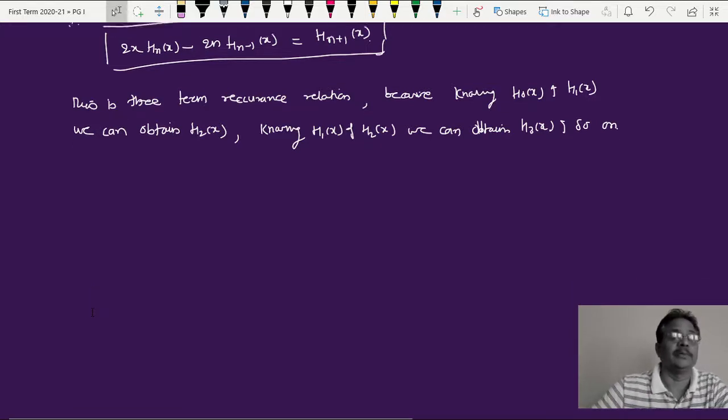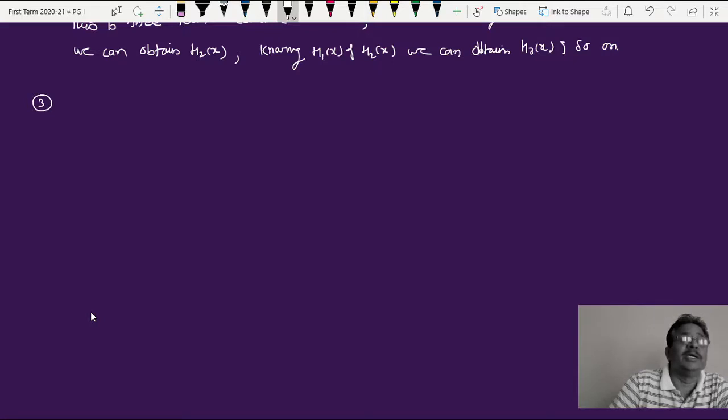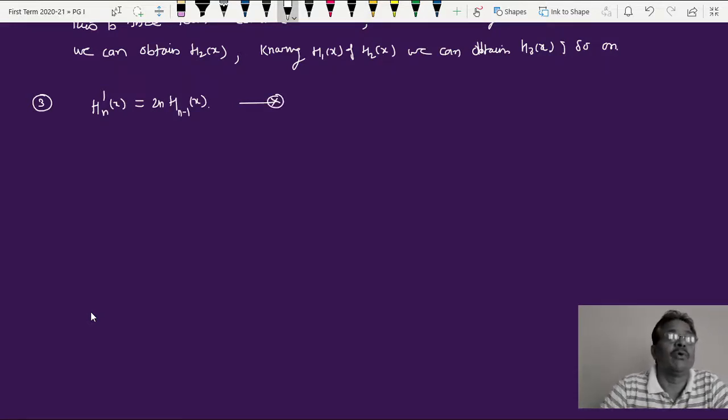This is the second property. Now the third, number 3. Let's go for another. This time it is differentiation with respect to x. H dash n of x is equal to twice n H n minus 1 of x. Looks very simple, but this is not that easy. So you have to go for the differential of the Hermite polynomial, first order differential H dash n of x, and show that the right hand side of this is equal to twice n into H n minus 1 of x.